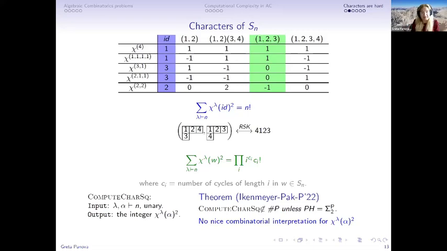So I can stop here. But if you want, I can show you how the proof works, and I have two more slides.